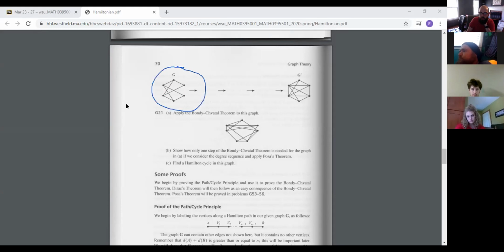So the question would be, is there a Hamiltonian cycle over here? At first glance, it's not obvious where it is, right? But it is obvious over here. Okay, so this just helps you find out that there is one in the original. Correct.